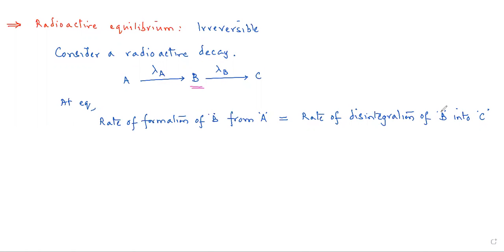Say this rate of formation of B can also be given as rate of disintegration of A, right? Because A disintegrates to form B. Now let us keep it as it is, rate of disintegration of B. Okay.